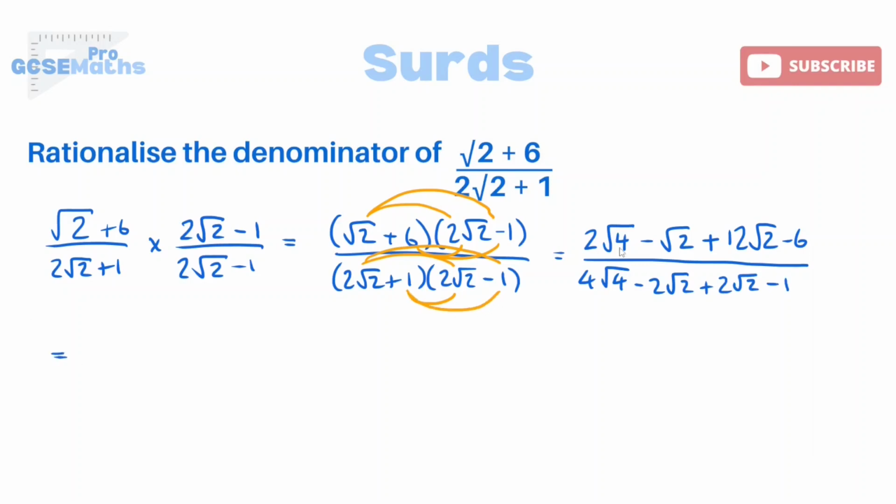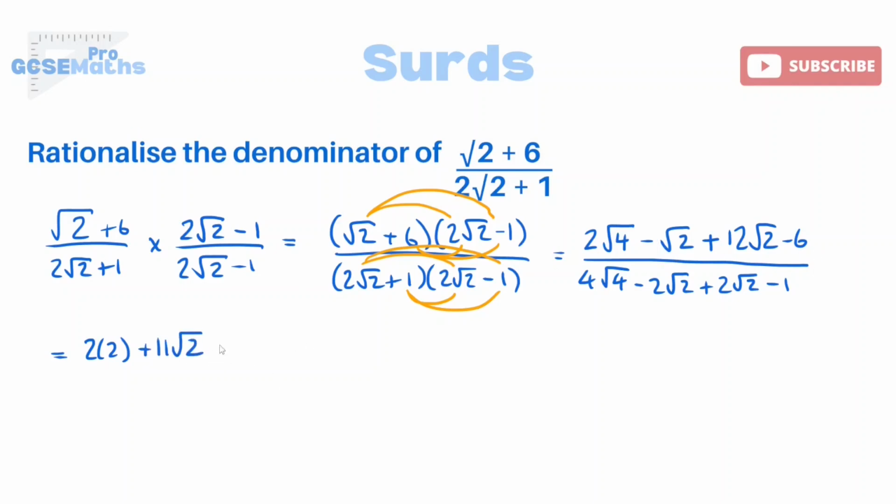Now to simplify, 2 times the square root of 4, well the square root of 4 is 2, isn't it? So that's 2 times 2. Then we've got minus root 2 plus 12 root 2. Because these are both root 2, we can actually add them together. So this is effectively 1 root 2, isn't it? So minus 1 root 2 plus 12 root 2 is going to be plus 11 root 2.